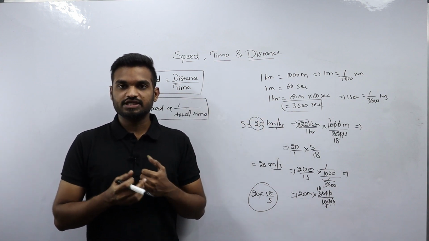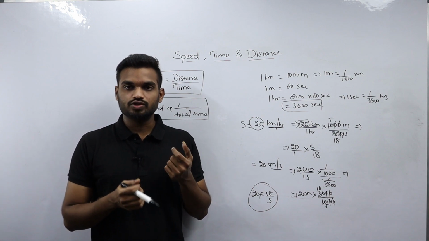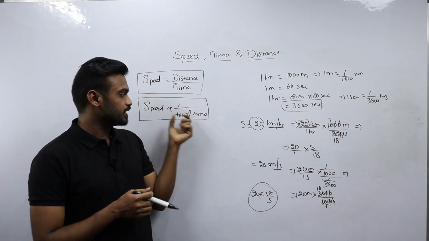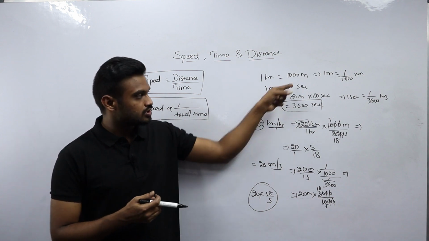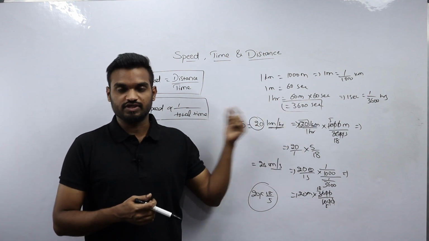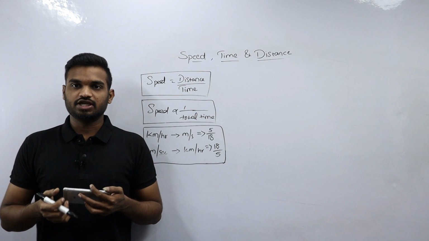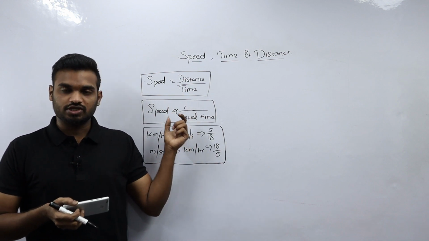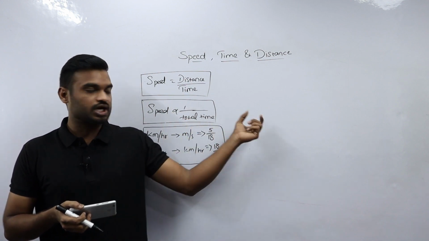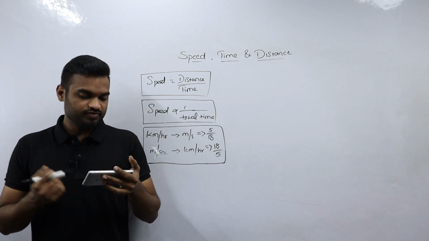Now let's solve some basic level problems so that you can understand how to use this speed formula, the speed and total time relation, and also the kilometer per hour to meter per second conversion. I have written all the formulas and relations here so that you can follow when I am solving the problems. Now let's see the first problem.